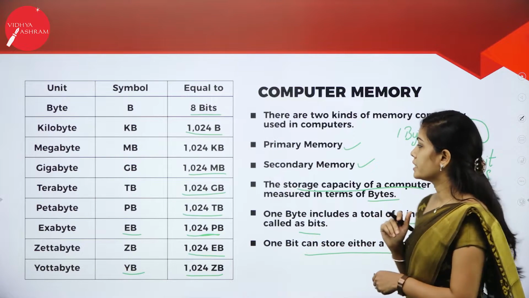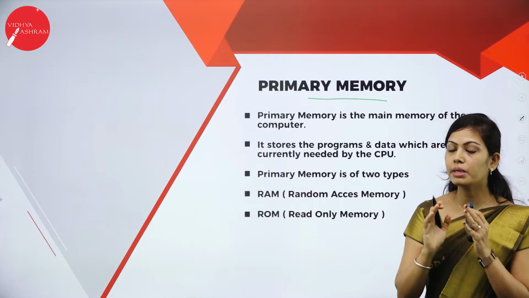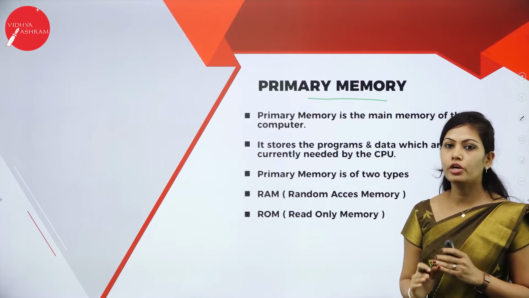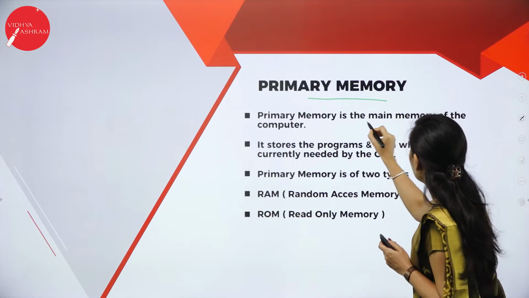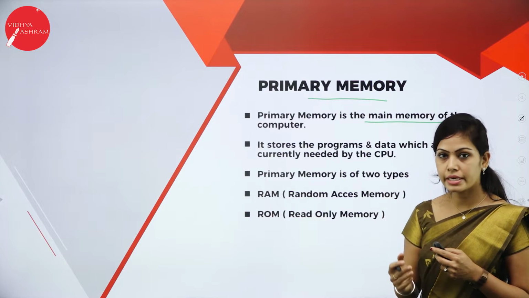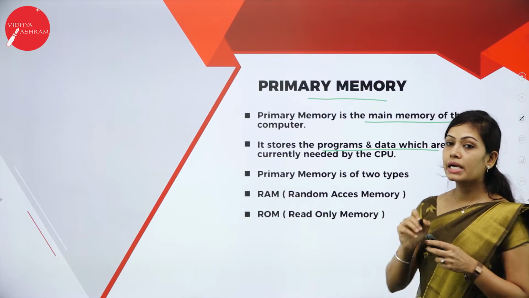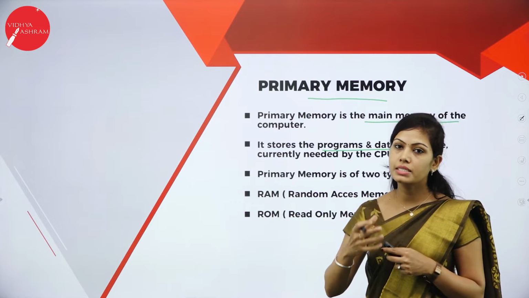Next we will see the types. First one we have primary memory. I have already explained, primary memory is the main memory of the computer. It stores the programs and data. It can store the programs and data which are currently needed by the CPU.